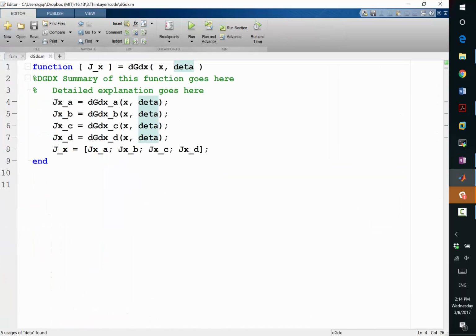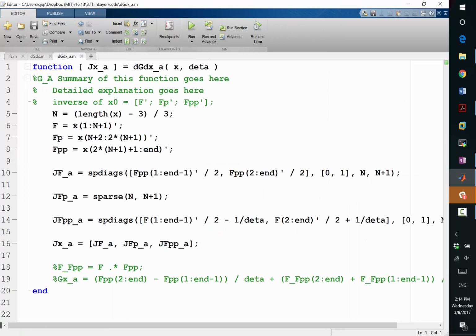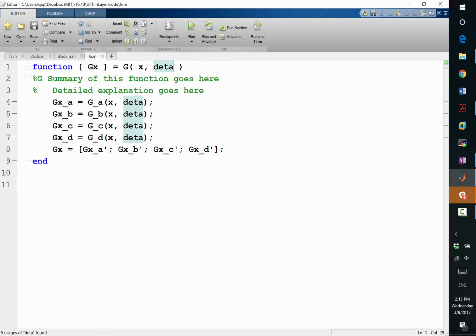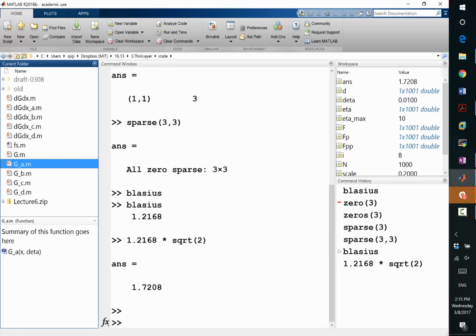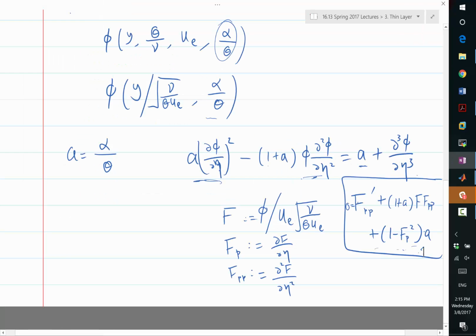Only dg dx discretizes the actual equation. The others are definitions of FP and FPP, so they don't have to change. The boundary condition is the same, so only this one has to have an A. Before we modify the gradient, let's look at the actual residual. So it needs the A here, and the first needs the A. Let's first modify this equation.